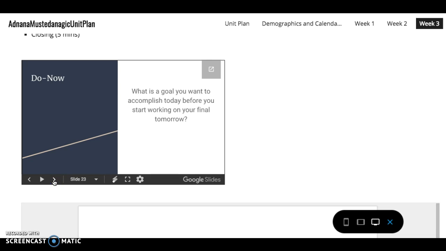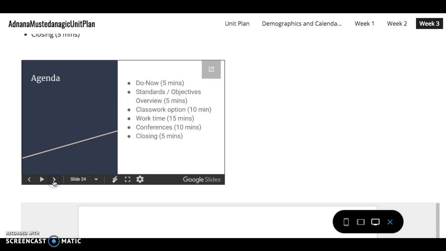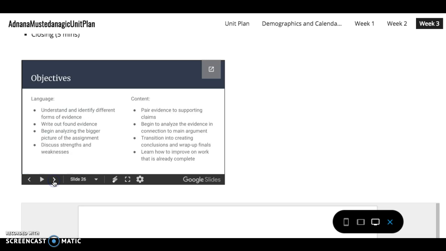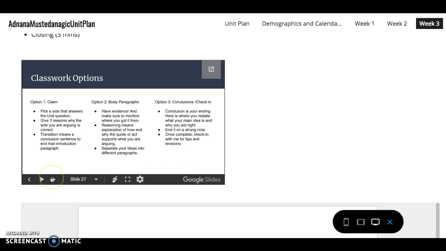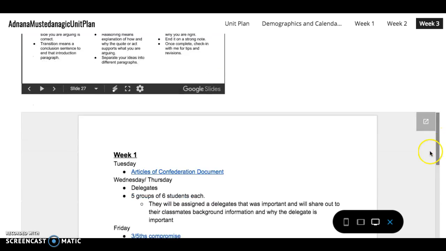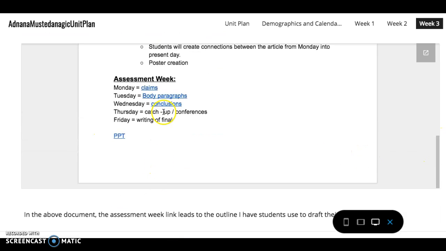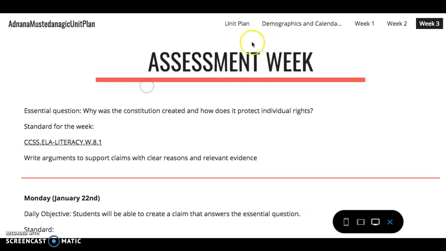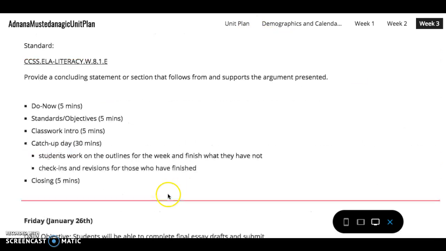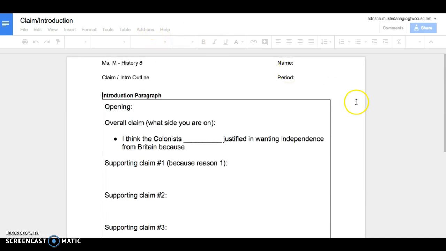As kids end up completing different things, they end up at a different pace, and so throughout the remainder of the week, some are catching up and some are ahead. So I always provide a variety of classwork options that they could be working on as the days go on. Very quickly, an example of a worksheet that they focus on is something along the lines of this, their claim introduction paragraph.